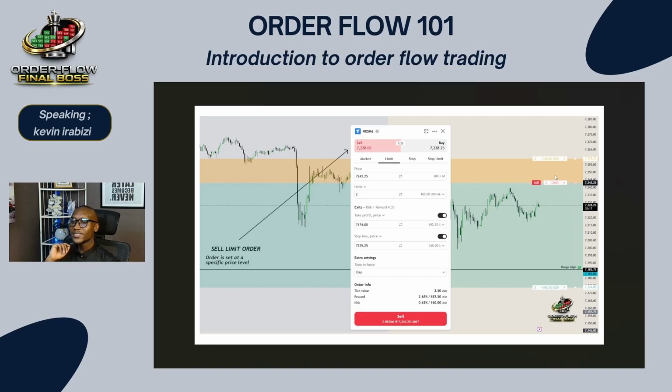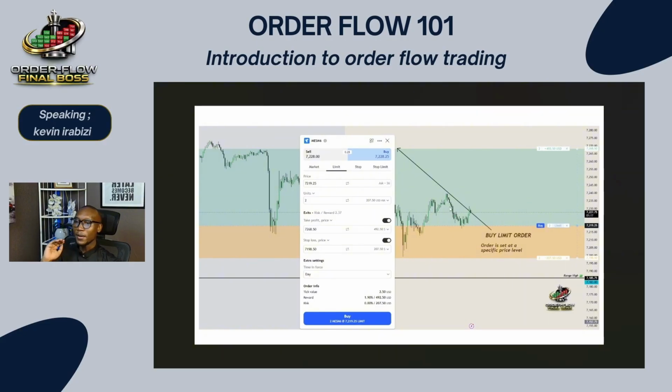So if price doesn't reach this level, what happens? Your order never gets filled. Your order only gets filled when price reaches your level and there is a buyer who is willing to buy what you're selling. That is a sell limit order.